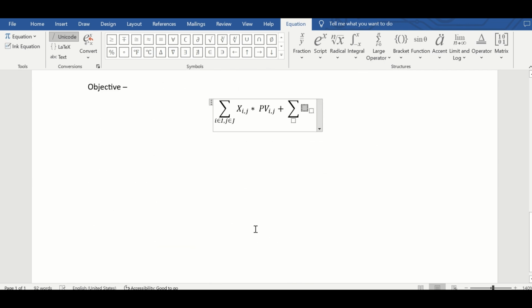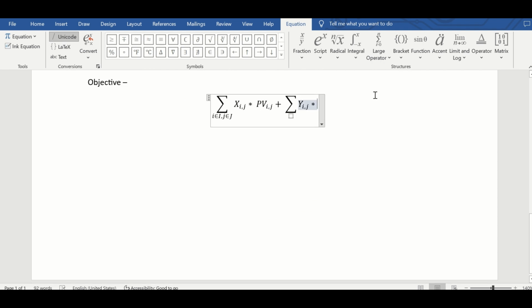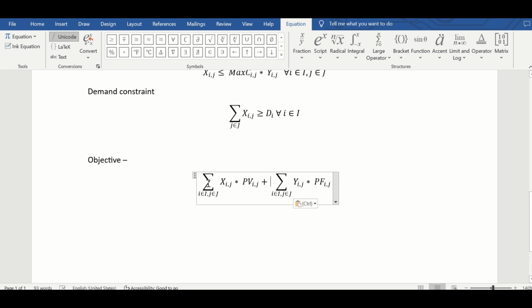So we'll say y(i,j) multiplied with, what's the fixed production cost parameter? It's PF, so multiplied with PF(i,j). And the summation, again, we'll take the sum over all the products produced at all the manufacturing locations. Now, the first term is again the variable production cost. The second term is the fixed production cost.